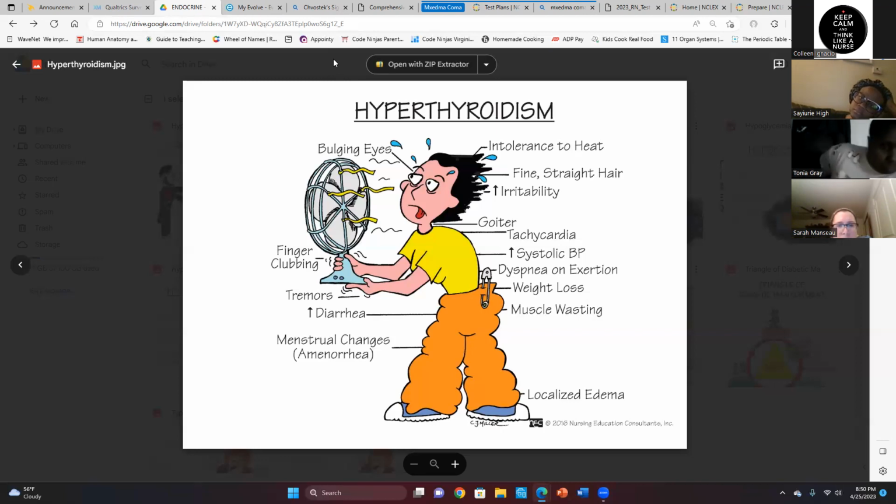So as far as other medications are concerned, we're going to be administering beta blockers to manage the tachycardia, the anxiety, and the tremors. We can also give iodides to decrease the vascularity and inhibit the release of thyroid hormones. Okay, and it will be given through a straw to prevent staining the teeth. So think about iodine, right? We know that it stains.